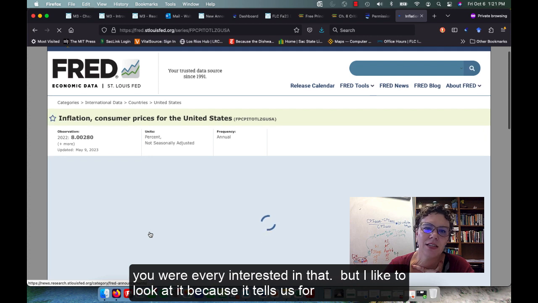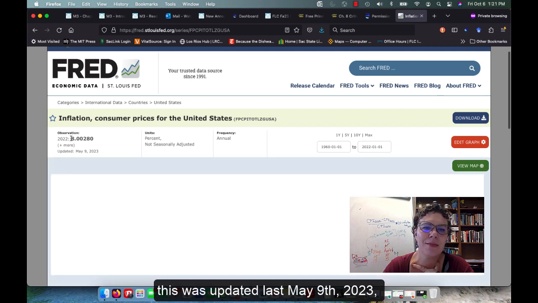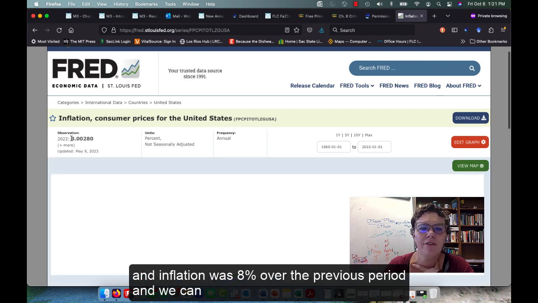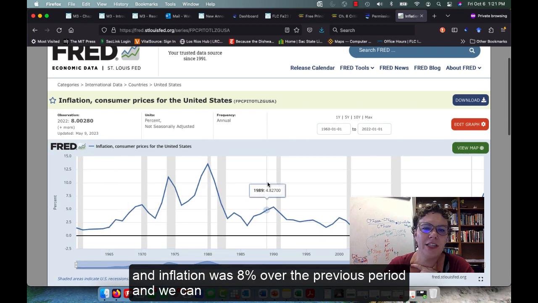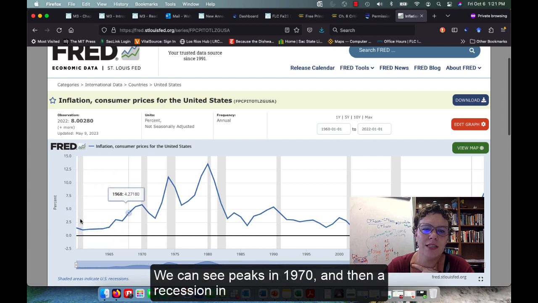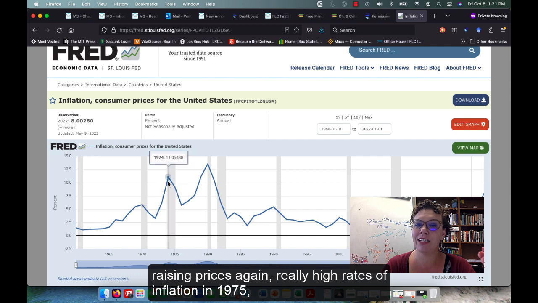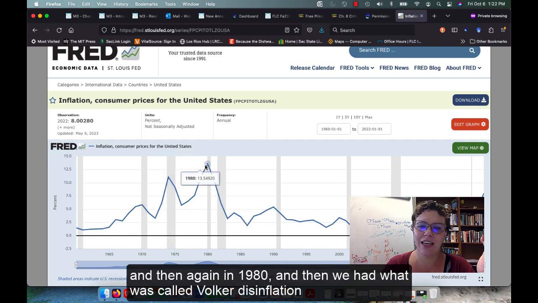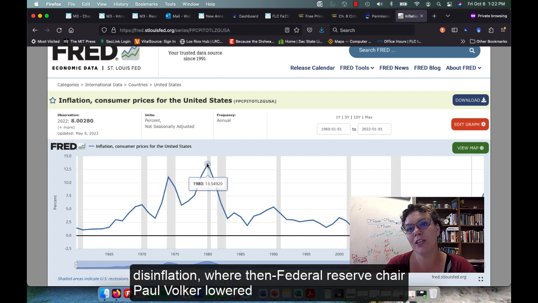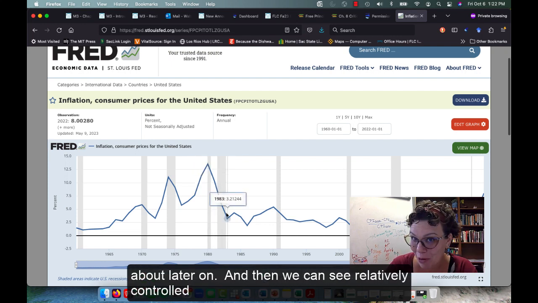But I like to look at it because it tells us, first of all, here we have our inflation rate, which was updated last May 9th, 2023. And inflation was 8% over the previous period. And we can see the inflation rate based on consumer prices over time. We can see peaks in 1970 and then a recession and some decreasing inflation, but still positive. And then rising prices again, really high rates of inflation in 1975, and then again in 1980. And then we had what was called Volcker disinflation, where then Federal Reserve Chair Paul Volcker lowered inflation with a lot of really tight monetary policy, which we'll learn about later on.